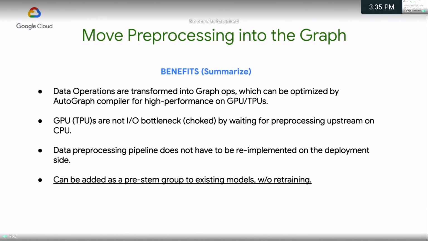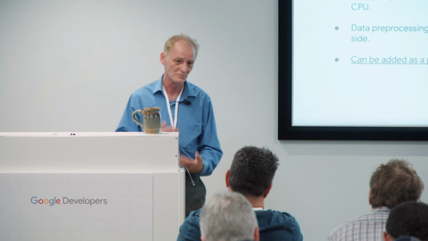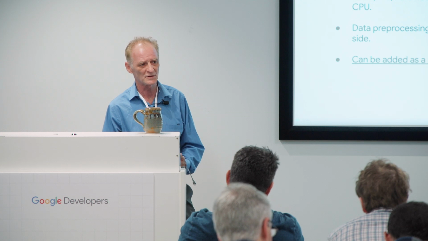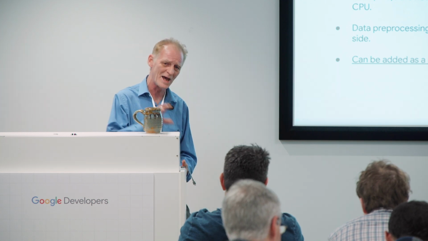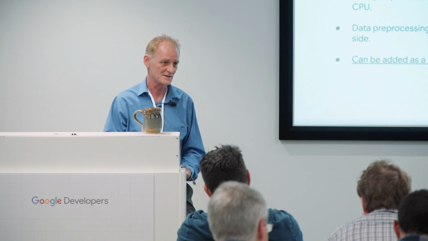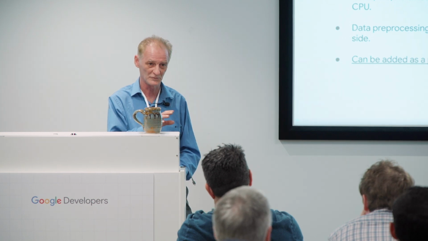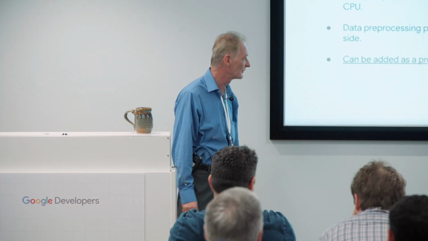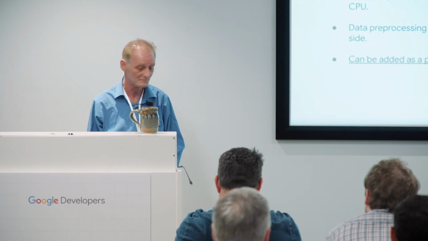And another thing I really like about this is the way they've implemented the TF Keras and the subclassing: we can now do what's called pre-stems. That is, we can now add layers in front of existing models without rebuilding and retraining them. And we can actually implement this through a pre-stem.